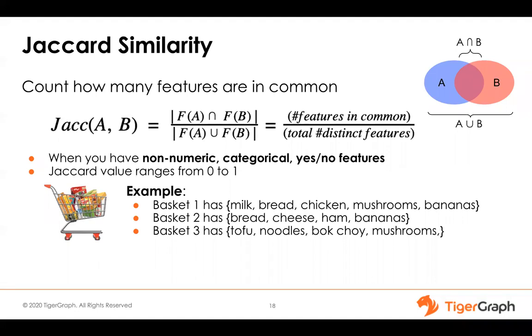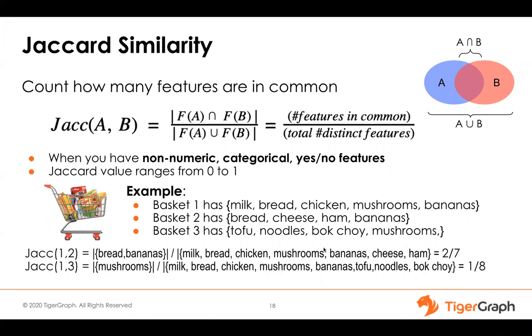This is a classic market basket example where I have 3 baskets with these different groceries, and I just count the overlaps. So the Jaccard between 1 and 2 is, okay, what do they have in common? They both have bread and they both have bananas. And then how many total items are there? It turns out there's 7 total items. So the score is 2 divided by 7.